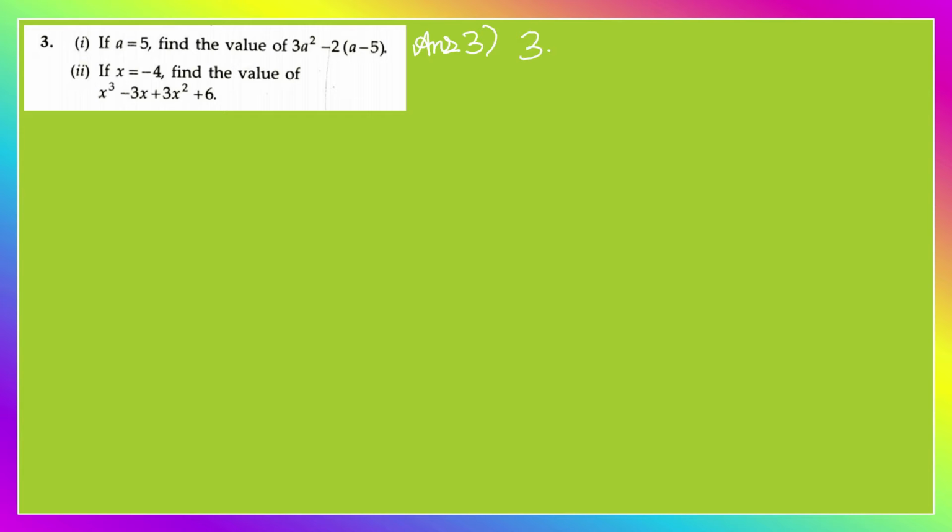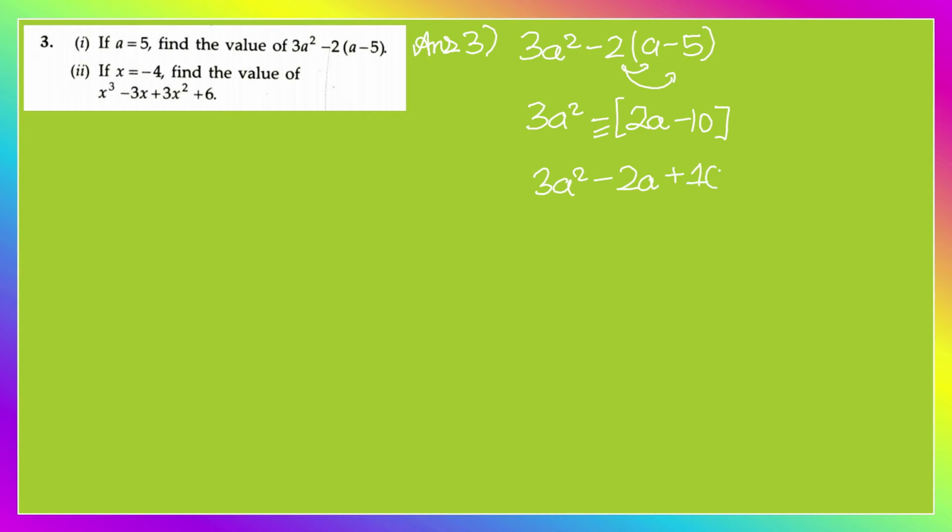So first of all, we have 3a square minus 2 into a minus 5. This is a little tricky here. This time, first of all, we are going to use the distributive property. We get 3a square minus, put a bracket, don't forget the bracket, 2a minus 10 like this. As there's a minus sign, if I expand it, I have to change the sign. Minus 10 will become plus 10 because the sign will change. Minus into minus is plus. That's okay my friends. So now this is the value here.